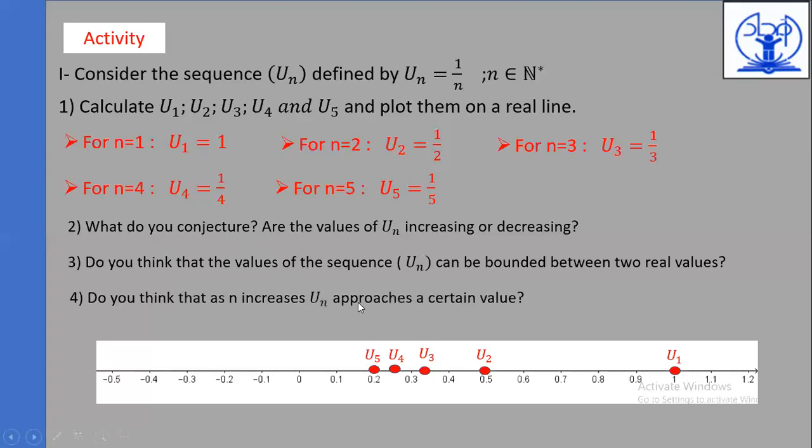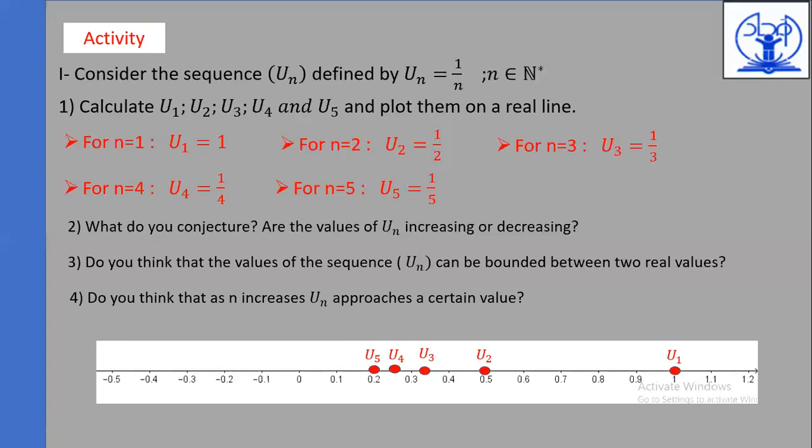Now, do you think that as n increases, the values of the sequence Un are approaching a certain value? What if we keep on finding the values? Notice here, U1 is here, U2, U3, U4, U5. If you keep on finding 1 over 6, 1 over 7, 1 over 8, 1 over a million, 1 over 10 million, if you keep on plotting the values of the sequence, it's clear that the values are approaching 0.